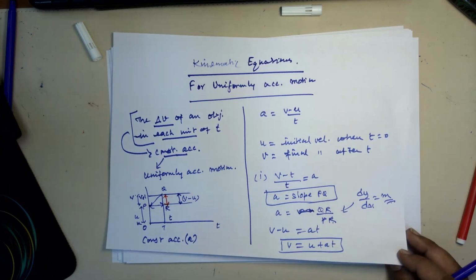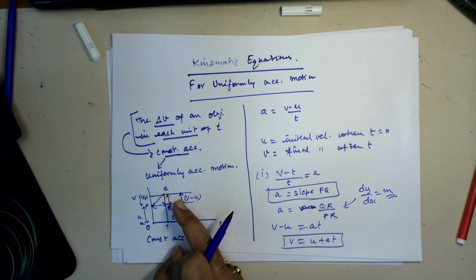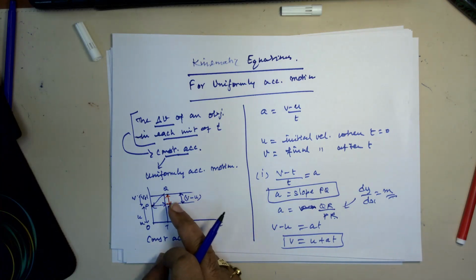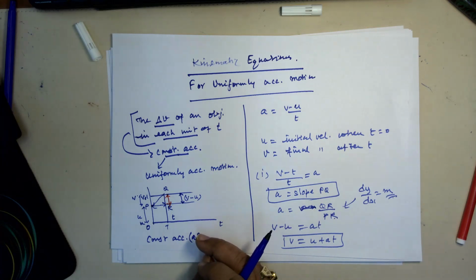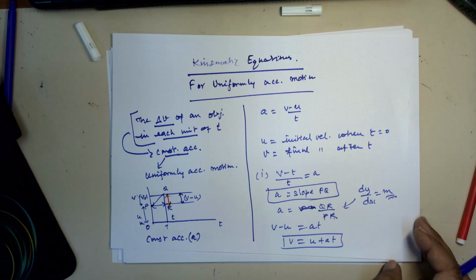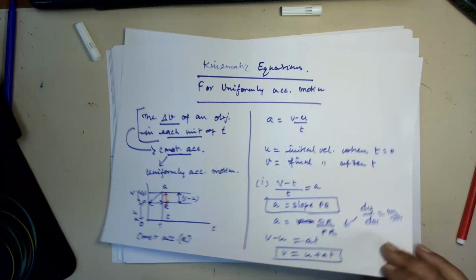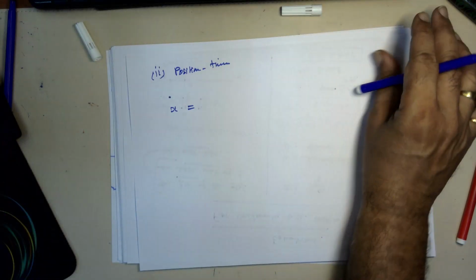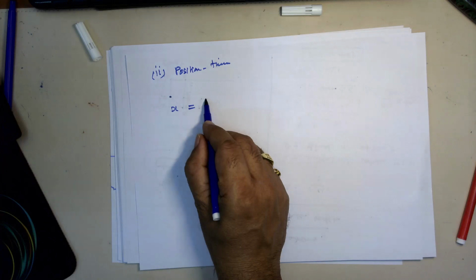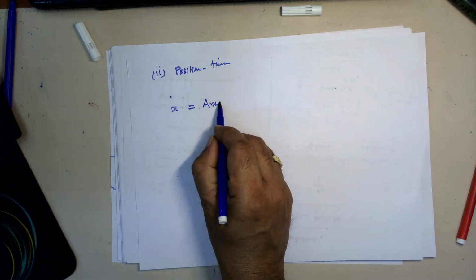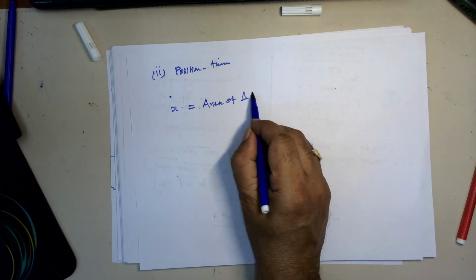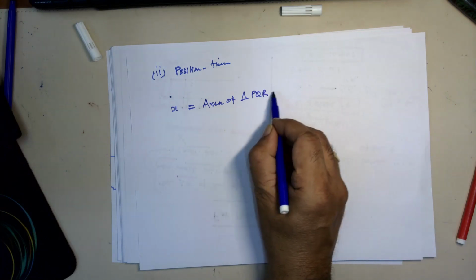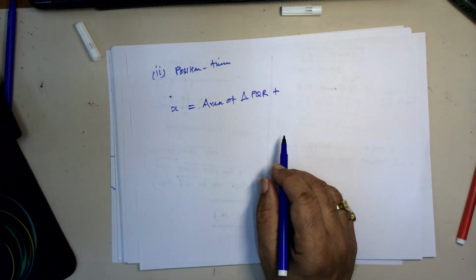Can you identify the triangle? What is the triangle? PQR. So what is the area of a triangle? Half into base into height. So you can take this as half into QR into PR, right? Take down. The area of triangle PQR plus, and what is the next one?